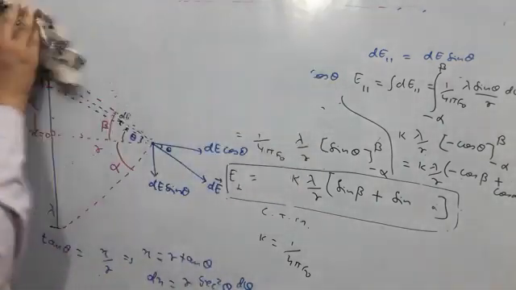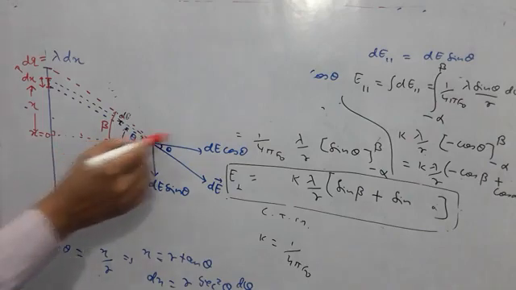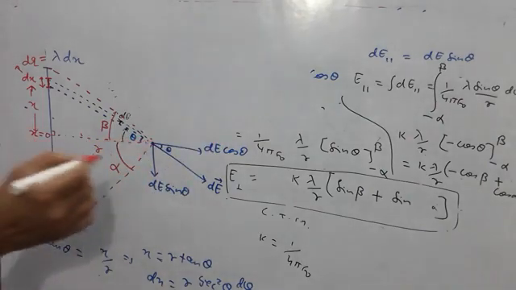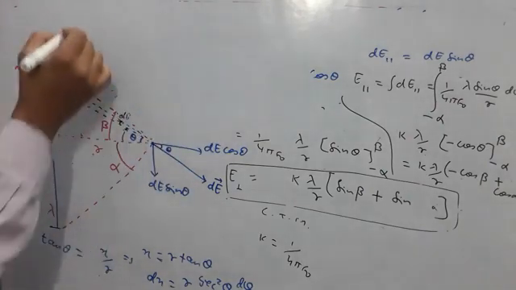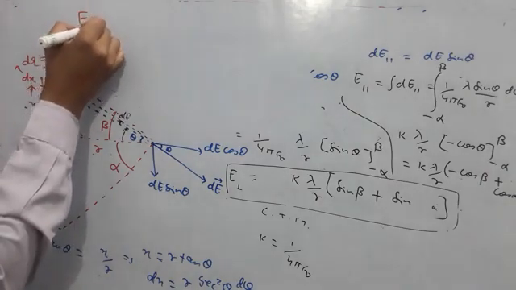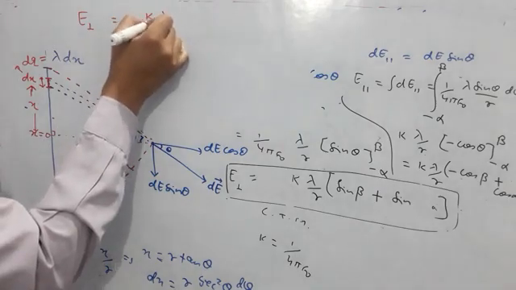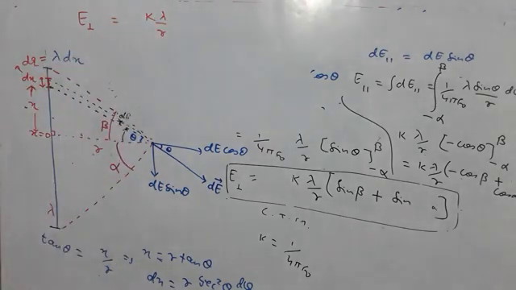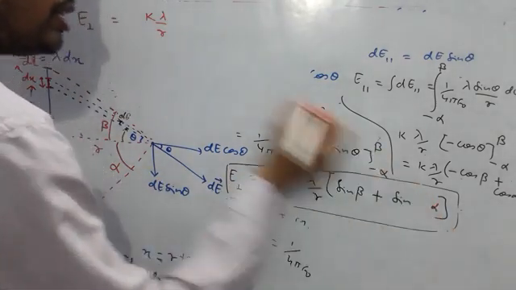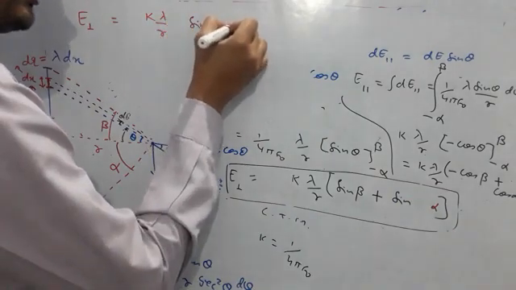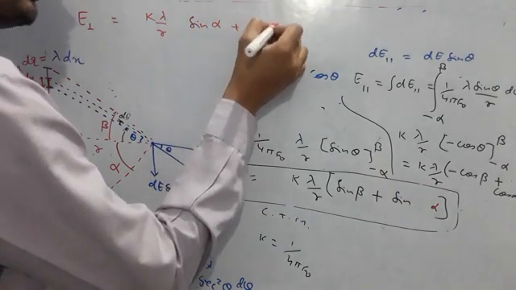Let me summarize them one by one. We have got two components of electric field. The total electric field perpendicular to the line of charge, that we will write as E perpendicular in that particular direction, and that is how much? K lambda by r times sin alpha plus sin beta.